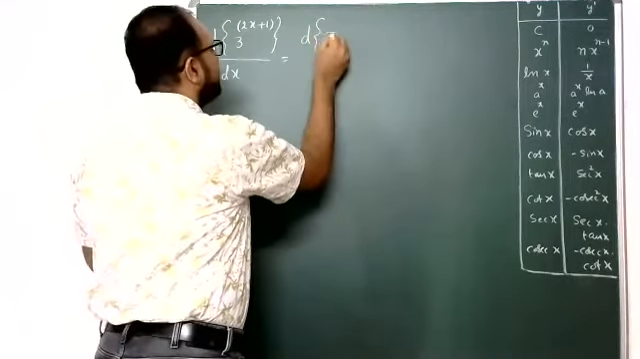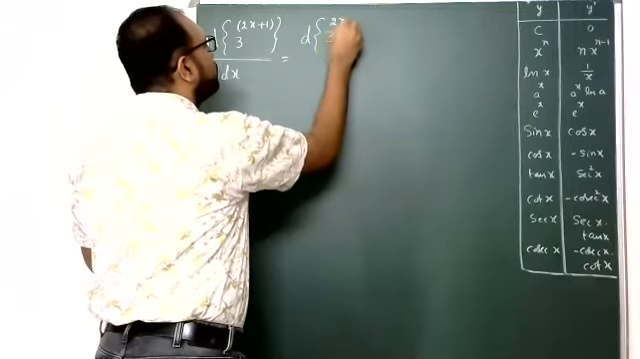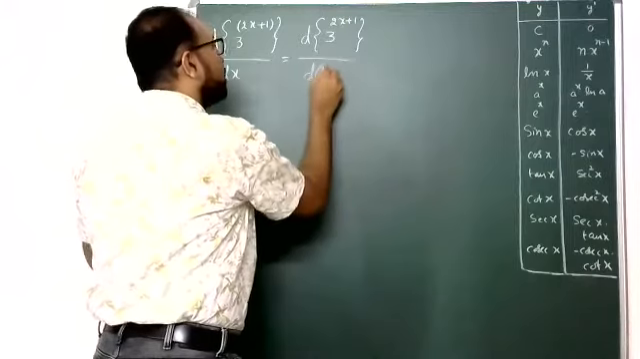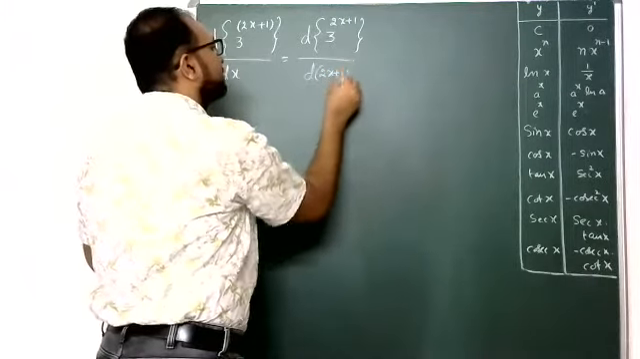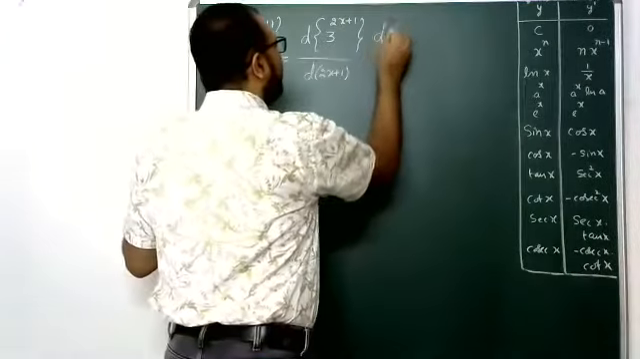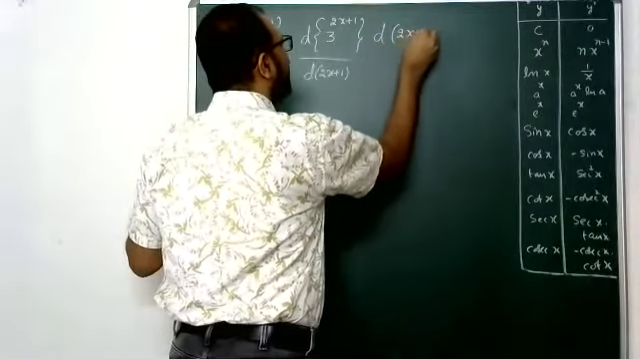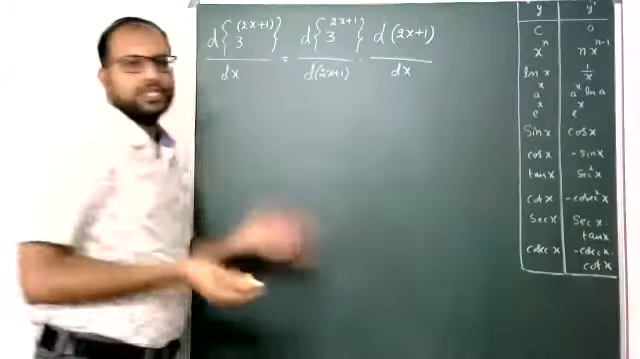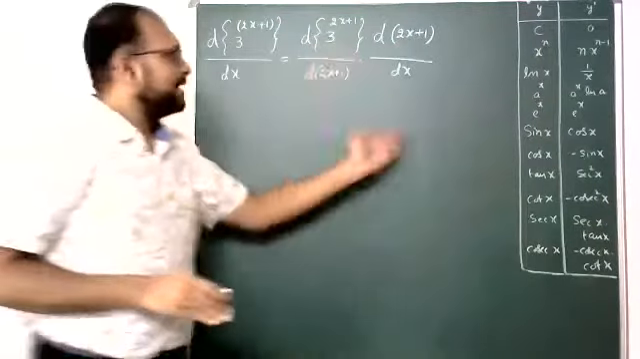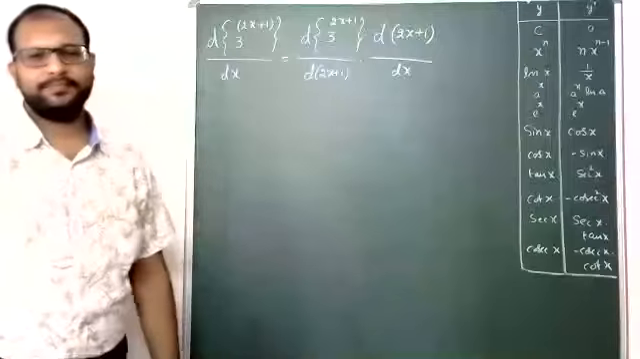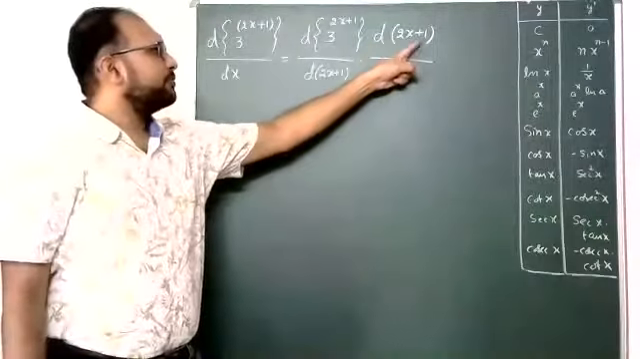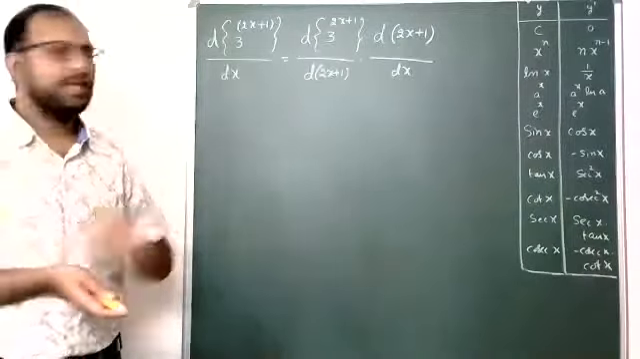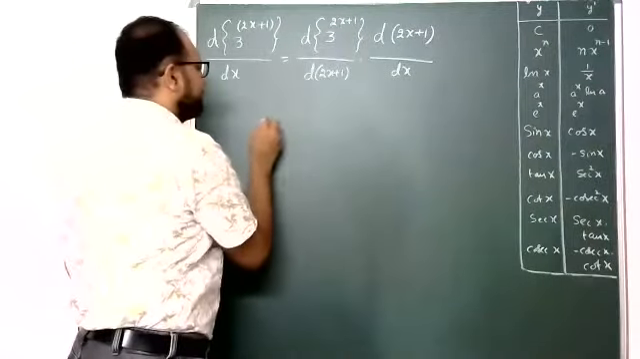Derivative of 3 to the power of 2x plus 1 with respect to 2x plus 1, into derivative of 2x plus 1 with respect to x. Last one is easy, so that's why I stopped. Suppose it is still not easy, then go to one more link. Yes, derivative of 2x plus 1 with respect to x, all know that is 2. That means simple.